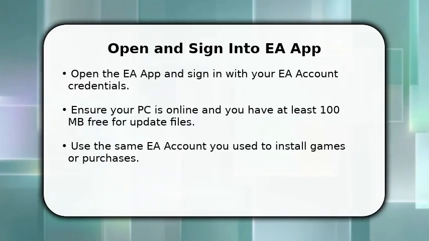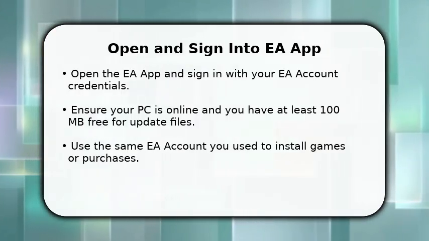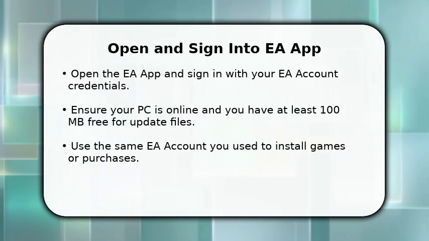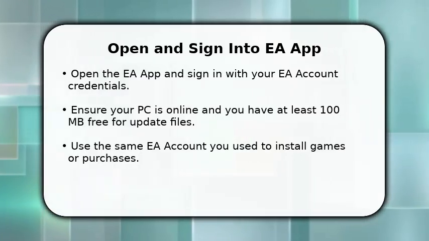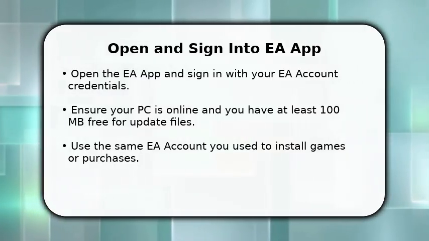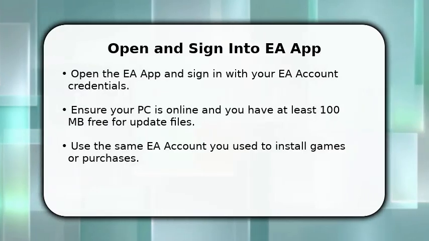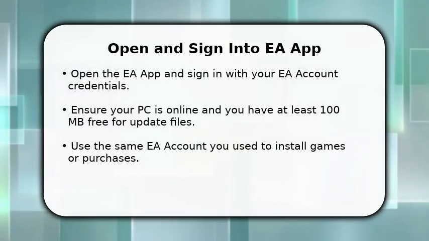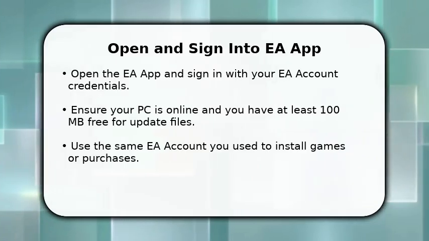Open the EA app on your PC and sign in with your EA account credentials. Confirm you are connected to the internet and have at least 100 MB free for update files. Use the same EA account used to install your games or purchases to avoid license issues.